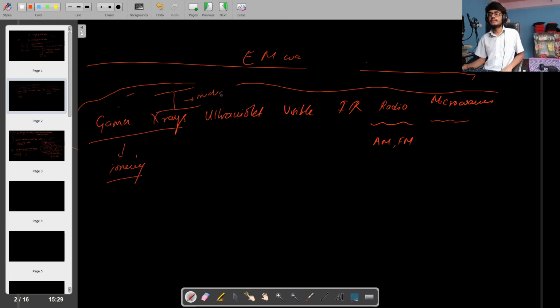Is it gamma? Is it X-ray? Is it ultraviolet? Or is it, like, at the end, microwave? So by knowing the value of h nu, you can find this. h is a constant; it will remain constant every time. For any value, h is always a constant. It's called Planck's constant.